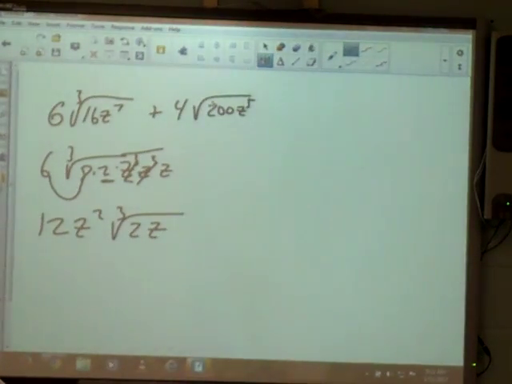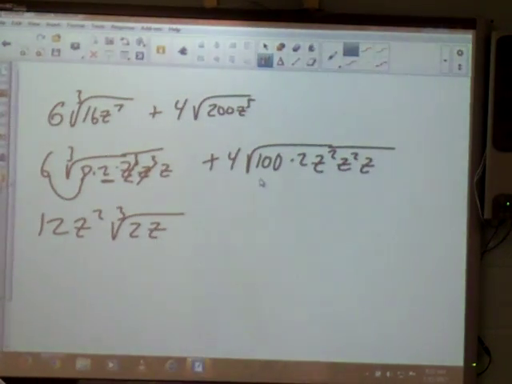Alright, over here with the 4, now this is a square root. So I've got 4 times the square root of 200, which is not a perfect square. What's the biggest perfect square that'll go into it? 100, good, times 2. And then z to the 5th will be z squared, and z.